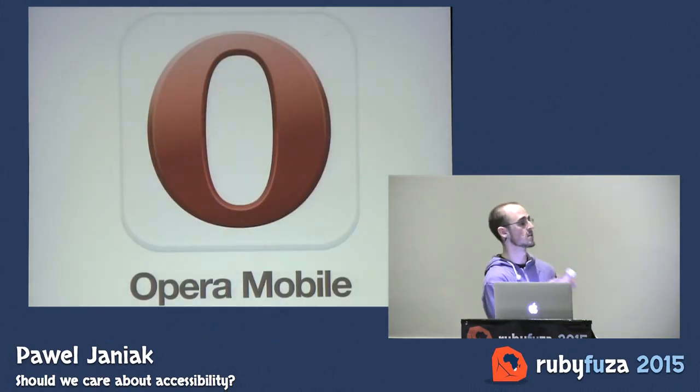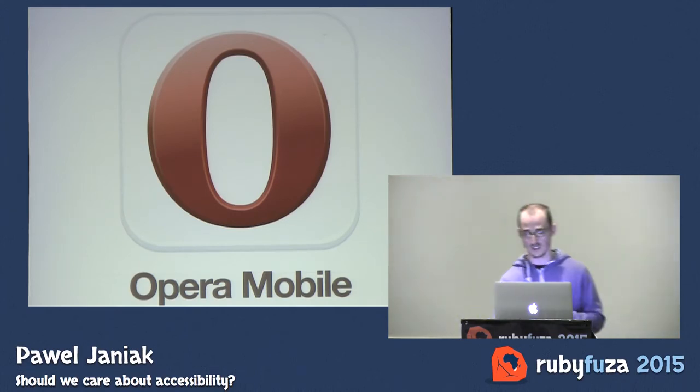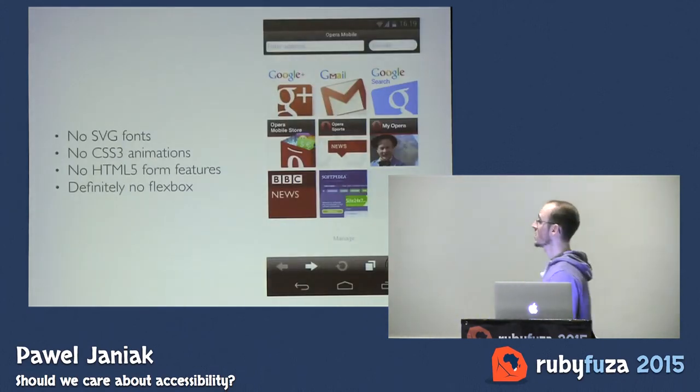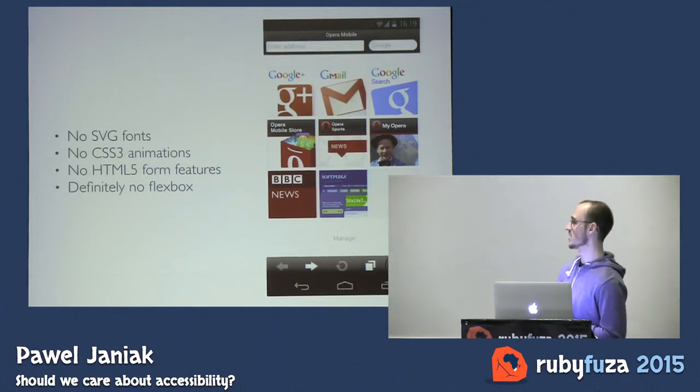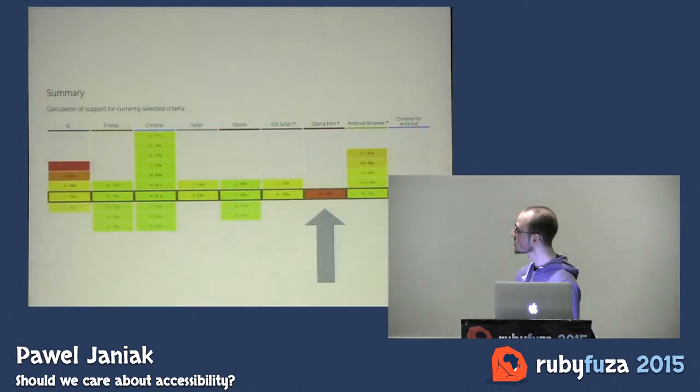Also, there's this browser. So IE is the one we all love to hate. Opera Mobile is the one that we don't even think about. I've never seen a client brief that said Opera should be one of the supported browsers, ever. It's a turd. It barely supports anything. It doesn't do SVG fonts, no Flexbox. It's a piece of shit.